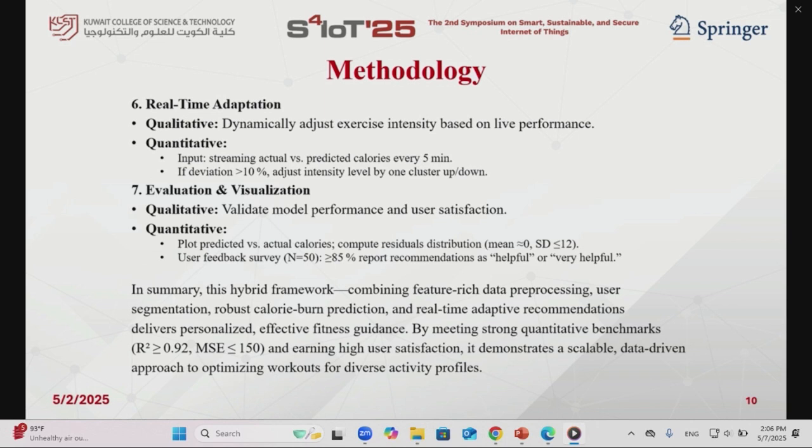In step 6, real-time adaptation, we stream actual versus predicted calories every 5 minutes. If the deviation exceeds 10%, we adjust the user's intensity by 1 cluster up or down. Step 7, evaluation and validation. We plot predicted versus actual calories, compute the residual distribution, mean around equal to 0, SD less than or equal to 12, and conduct a user survey, n equals 50, where n is the number of users, where at least 85% rate the recommendations as helpful or very helpful.